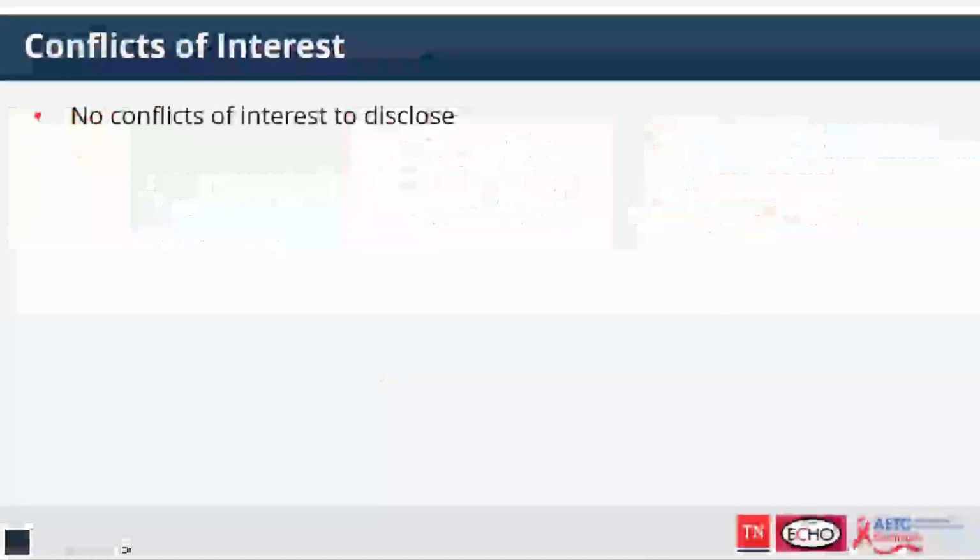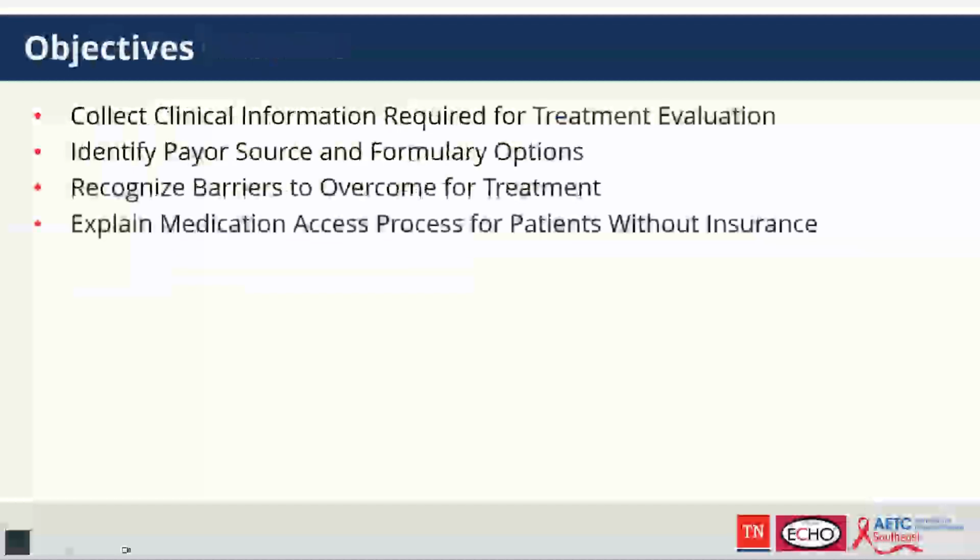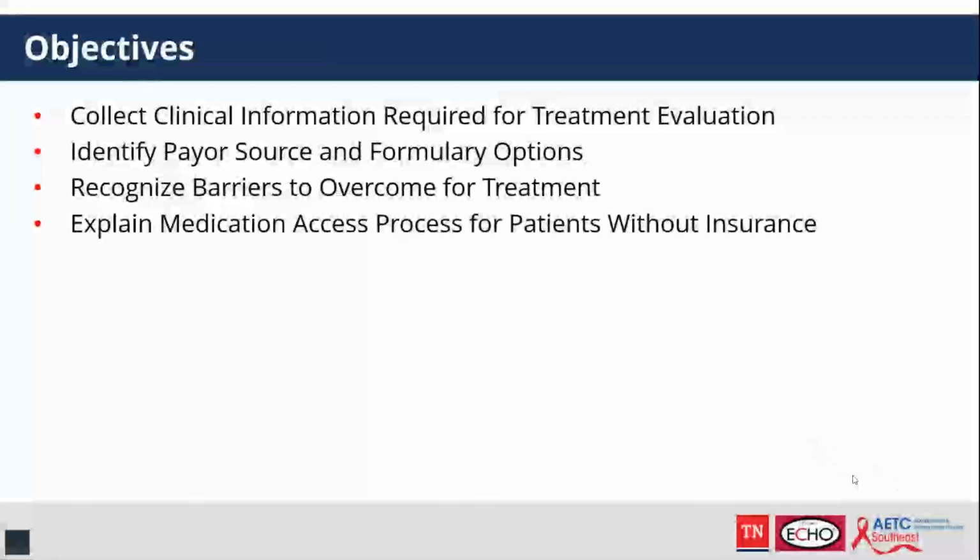No conflicts of interest to disclose with the presentation today. We've got a couple of objectives today. The main ones we want to look at are the clinical information involved and required for treatment evaluation with the provider themselves and also the insurance company, looking at payer sources and formulary options, and recognizing what barriers to overcome. That could be clinical barriers, social barriers, or cost barriers. We'll talk about some of those things today, as well as explain the medication access process for patients without insurance. So we'll go through both patients with insurance and without insurance, because they differ in some instances.